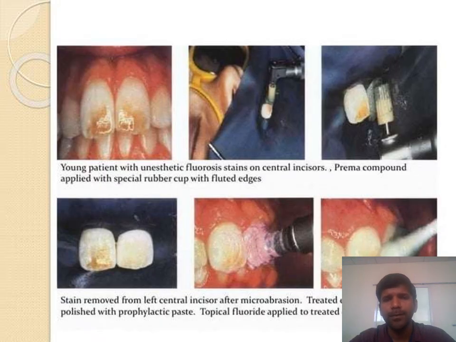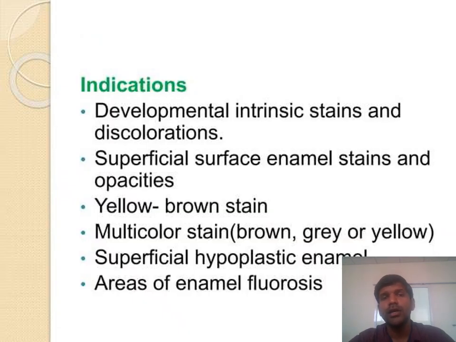So in the picture we see young patient with aesthetic fluorosis stains on the central incisors. Prima compound is applied with special rubber cup with fluted edges. The stain is removed from left central incisor after microabrasion, and it is further polished with prophylactic paste, and topical fluoride is applied over the treated teeth.